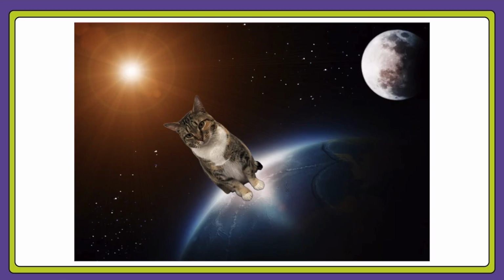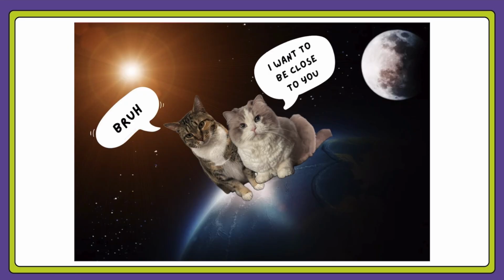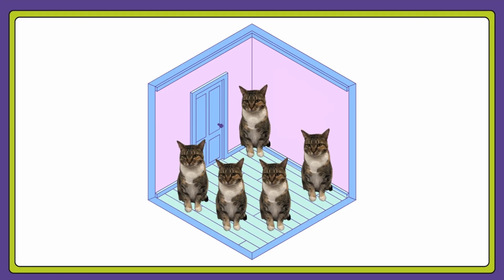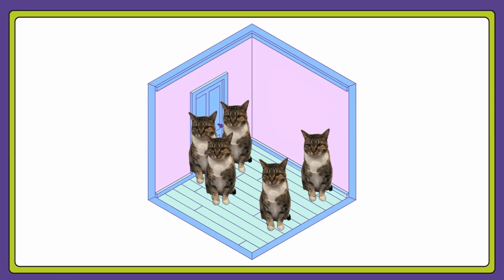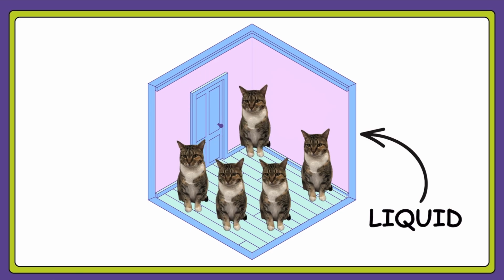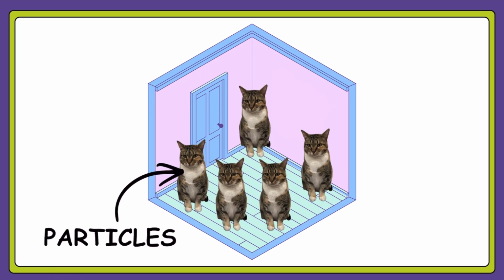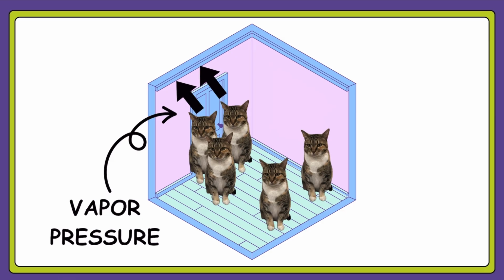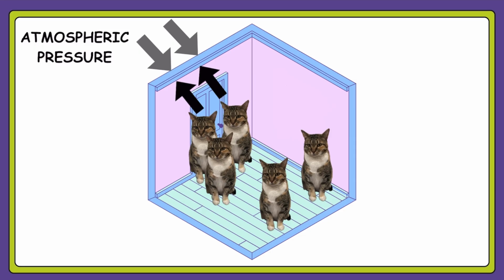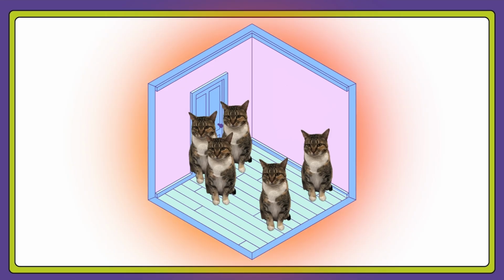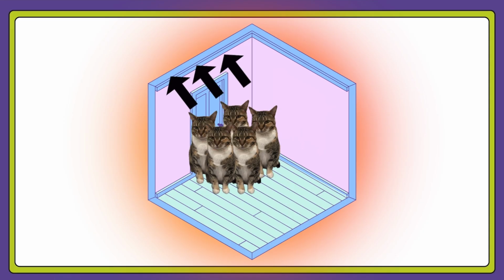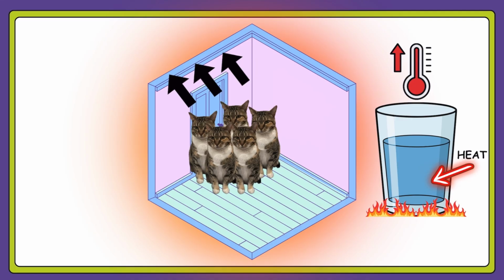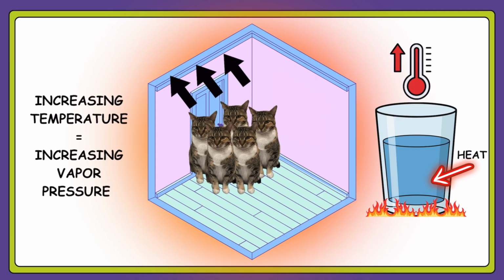Let's bring cats into this. Some cats love their space, while others are clingy. If we put a bunch of space-loving cats into a small room, they're gonna be pissed. They'll gather at the door and push to get out. The room represents the liquid. The cats represent particles. Cats gathering and pushing at the door represents vapor pressure, and the door pushing back represents atmospheric pressure. If the room gets hotter, the cats get even more pissed. More of them rush the door and push. That's like adding heat to a liquid, because increasing temperature increases vapor pressure.